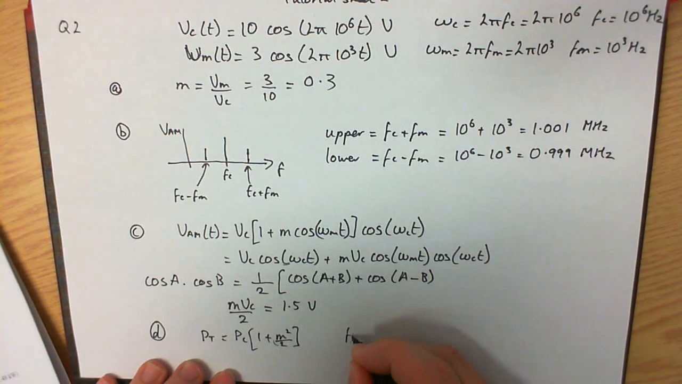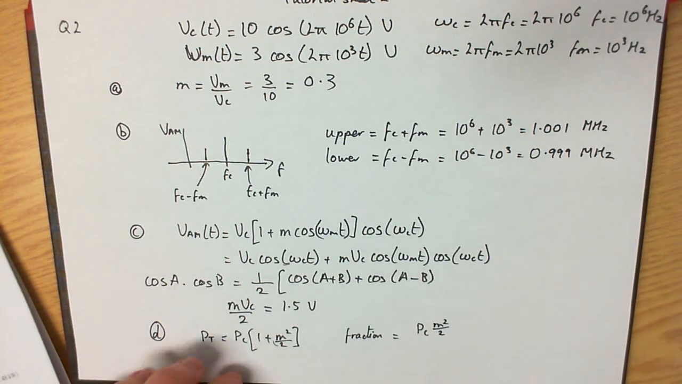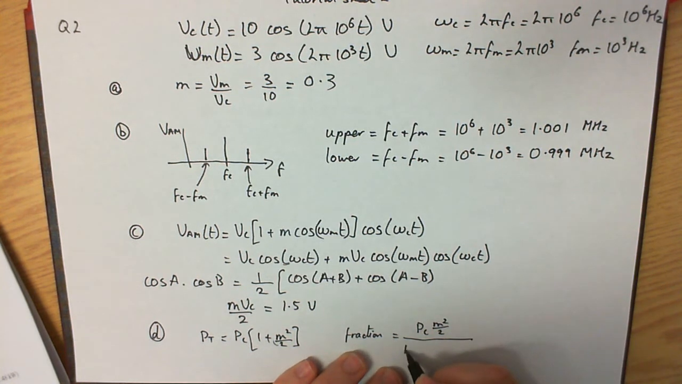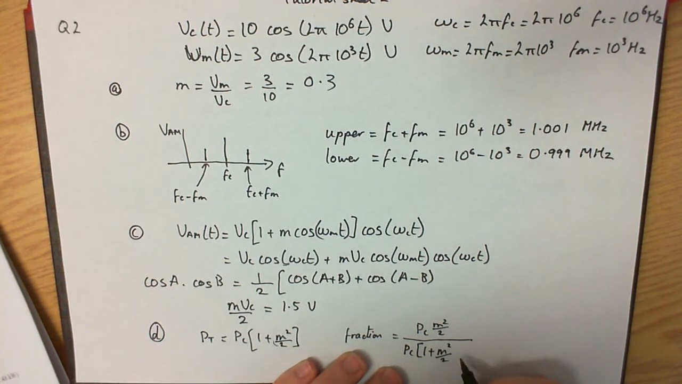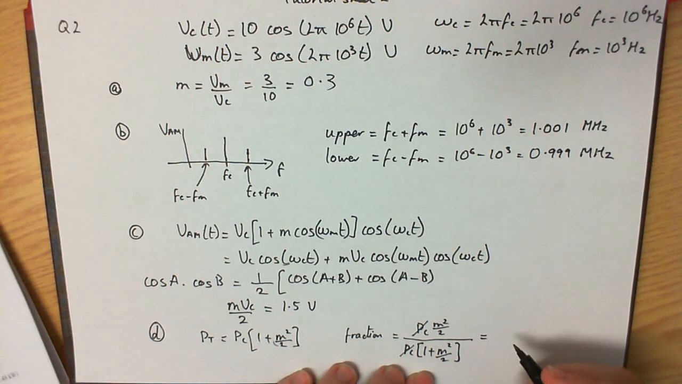the fraction is going to be equal to the power in the sidebands, which is Pc m squared over 2, divided by the total power, which is Pc times 1 plus m squared over 2. Of course, the Pc's cancel, leaving you with a relatively simple equation to rearrange. And if you work that out as a percentage, you get 4.3%.